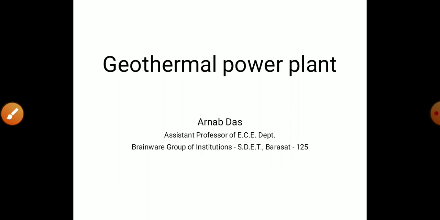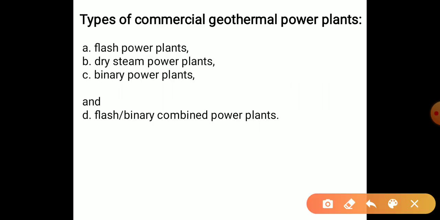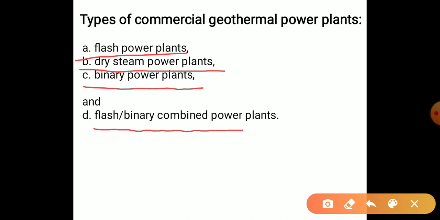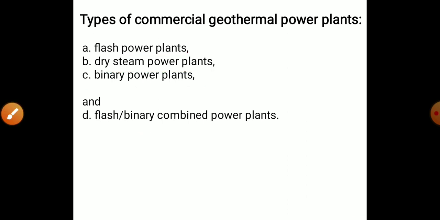From the commercial point of view, geothermal power plants are basically of three types. One is the flash power plant, the second one is the dry steam power plant, and the third one is the binary plant. Combining flash and binary, another category can be created, named the flash binary combined power plant. Each one has some advantages and applications, or places where it can be established, and on that point of view this is categorized.